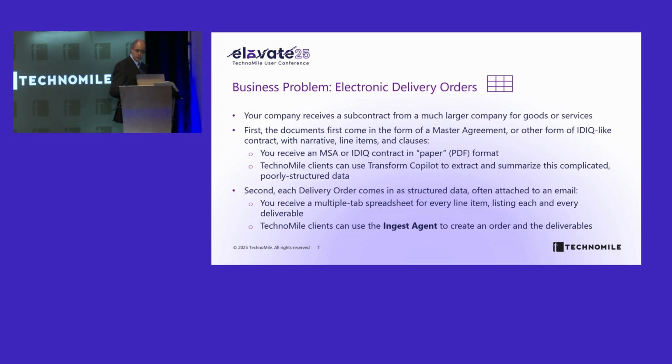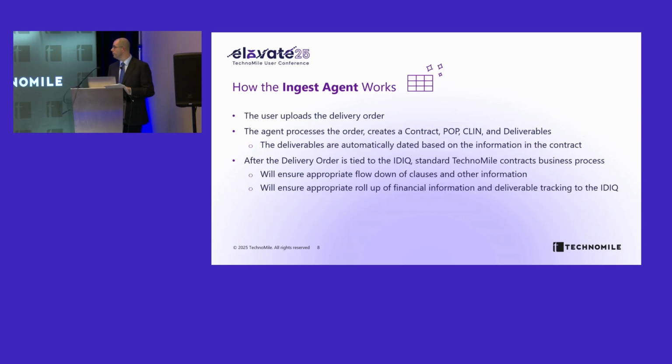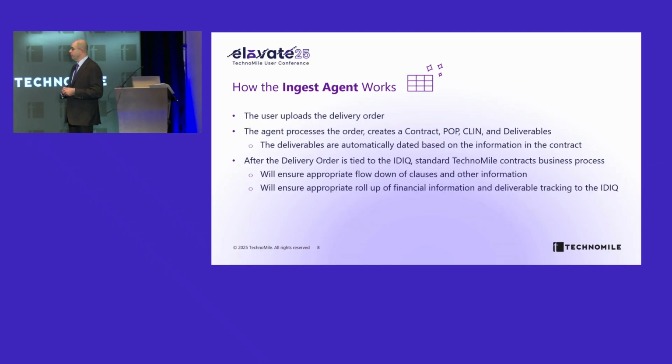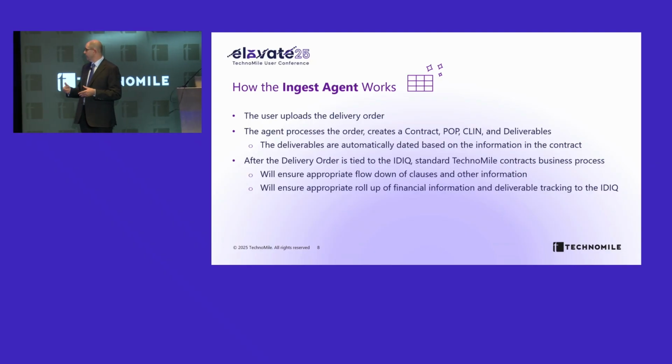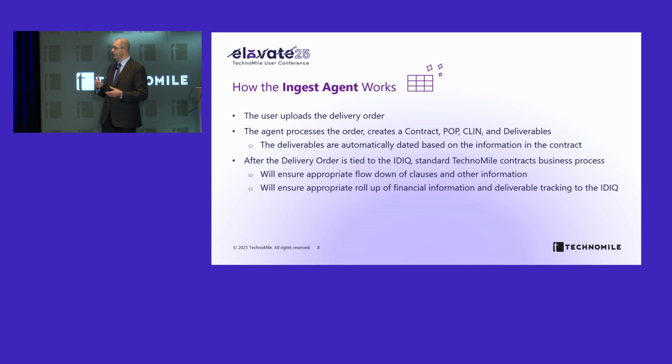So it could actually just go through those documents once uploaded and know exactly what to create, and not just the contract record in our system, the POP, the CLIN, but also all the deliverables, because it knew them. And so how does it work? The user uploads the delivery order. The agent processes the order, creates the contract, POP, CLIN. They're automatically dated based on information in the contract. The order says, hey, you've got to deliver these things at this point and at this time, and it does that.